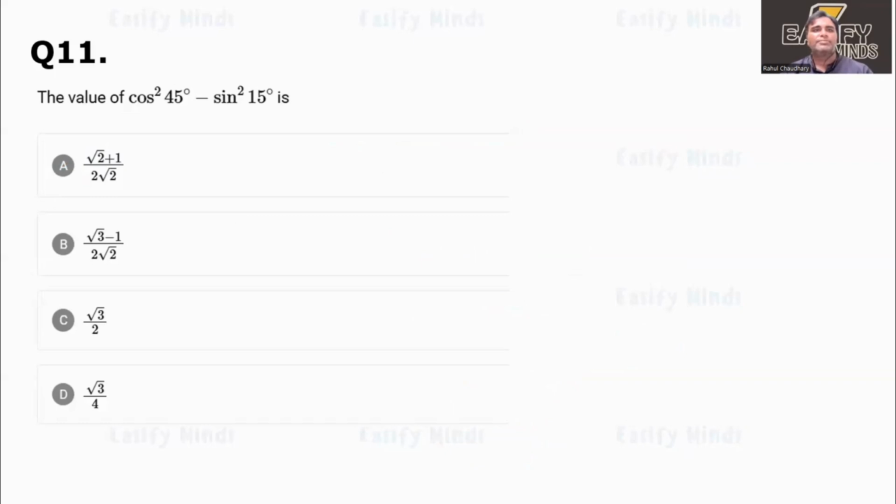Question number 11. Cos square 45 minus sine square 15. Tell me the answer fast. D. D is the correct answer. Now how to do this one? We know that cos square 45 is also sine square 45, so sine square 45 minus sine square 15. Now there is an identity: sine square A minus sine square B.